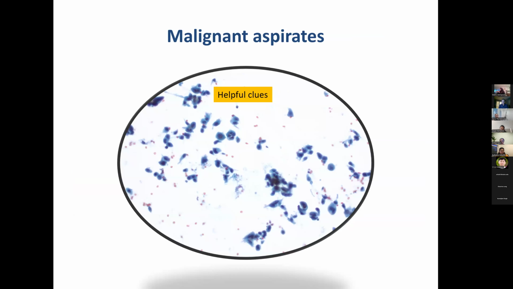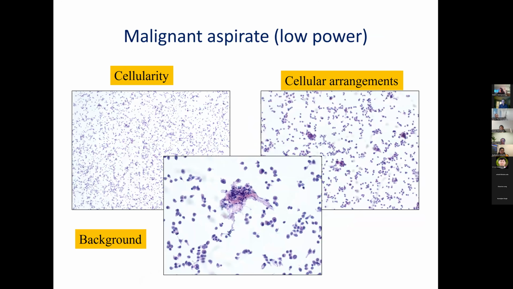So we'll go over some examples. What makes something look malignant? Some helpful clues are the cellularity, the arrangement of the cells, the background material, and on higher magnification, you would also see the cellular arrangements, which are very discohesive. You see single, isolated, intact tumor cells. That's a very important clue for malignant aspirates. They are no longer in cohesive clusters.